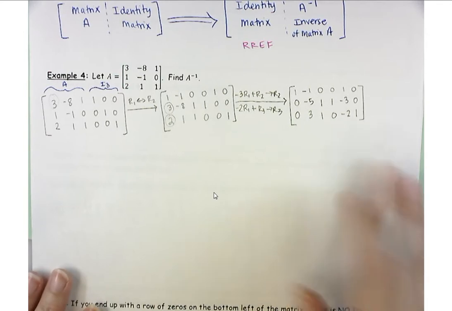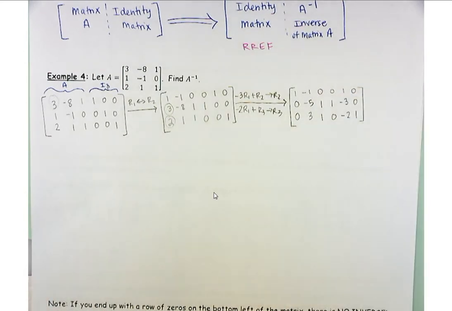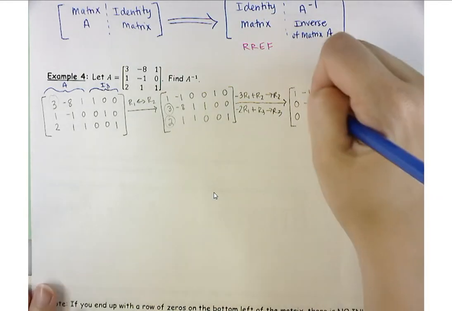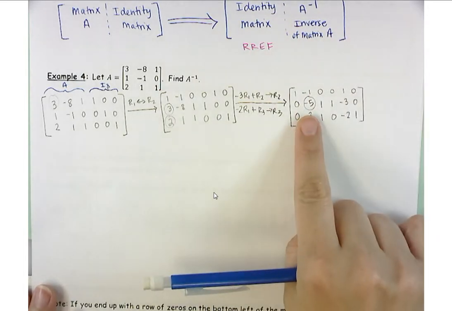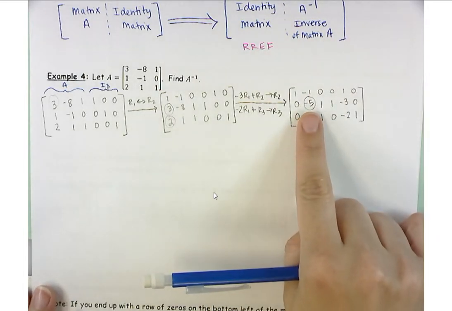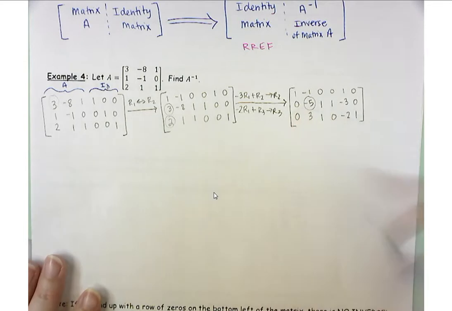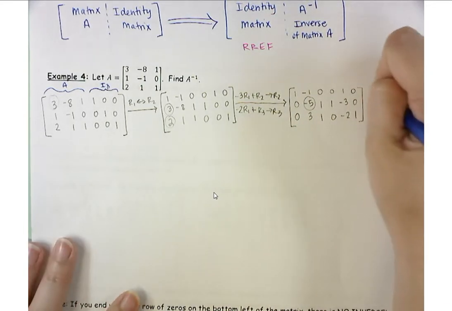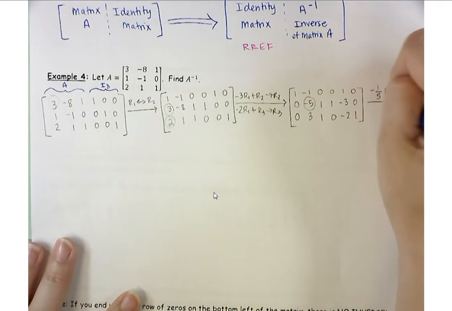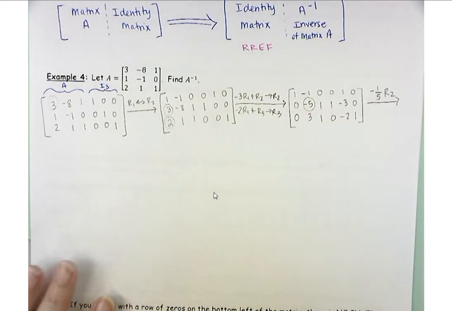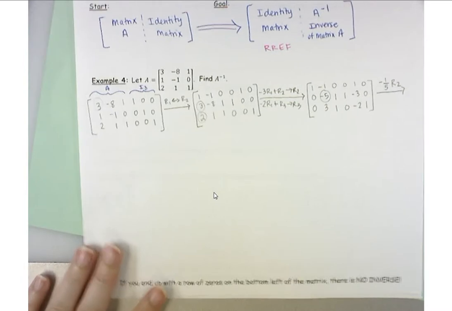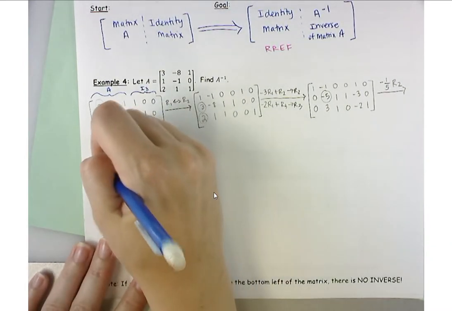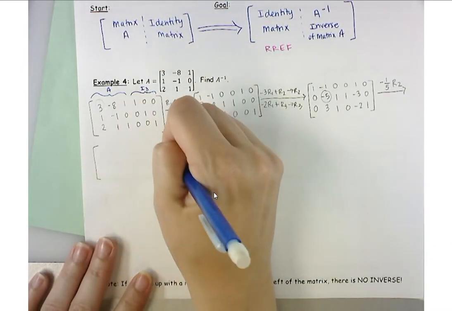Okay, now after I get 1, 0, 0, what's the next thing I want to get? Yep, a 1 in the second row, second column. So I want this to be a 1. Okay, and how am I going to get that to be a 1? Yep, I'm going to have to multiply by the reciprocal. So -1/5 times row 2. Okay, and I am going to have fractions, and I can't avoid that.